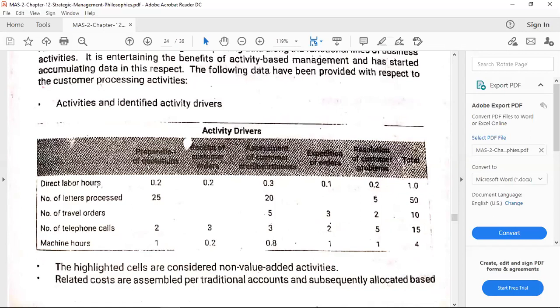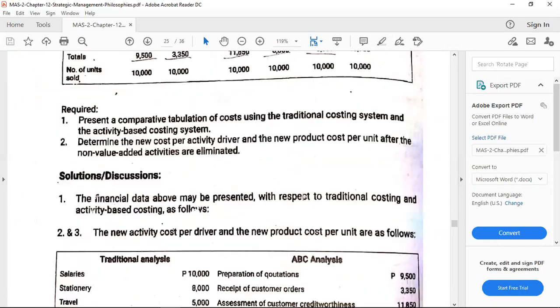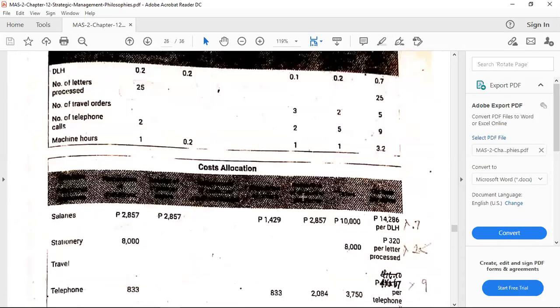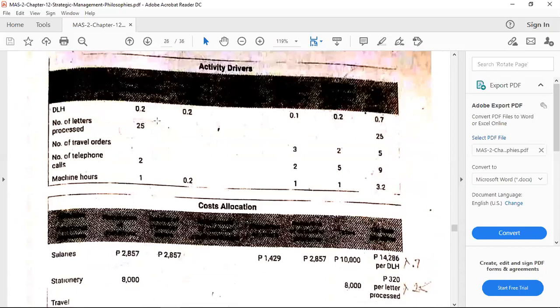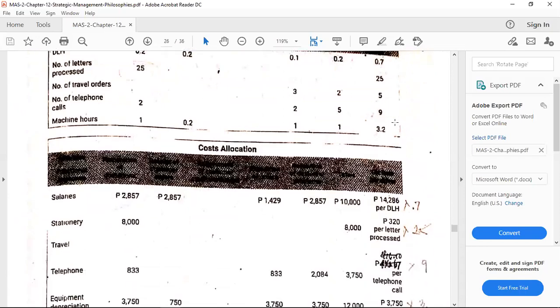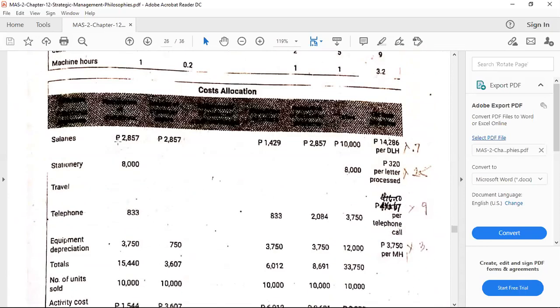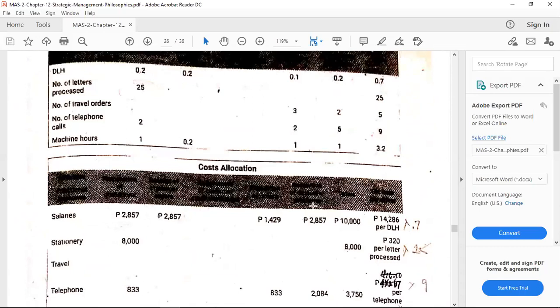We are given the direct labor hours down to machine hours. We will eliminate the non-value added activities. Then we are going to develop fractions out of the sum. So that's why here, that is 0.2 divided by 0.7. That is going to give us the fraction. 0.2 divided by 0.7, that is 0.285714 times 10,000. If we multiply that, that's 2,857. So that's also 0.2 divided by 0.7 and so on.